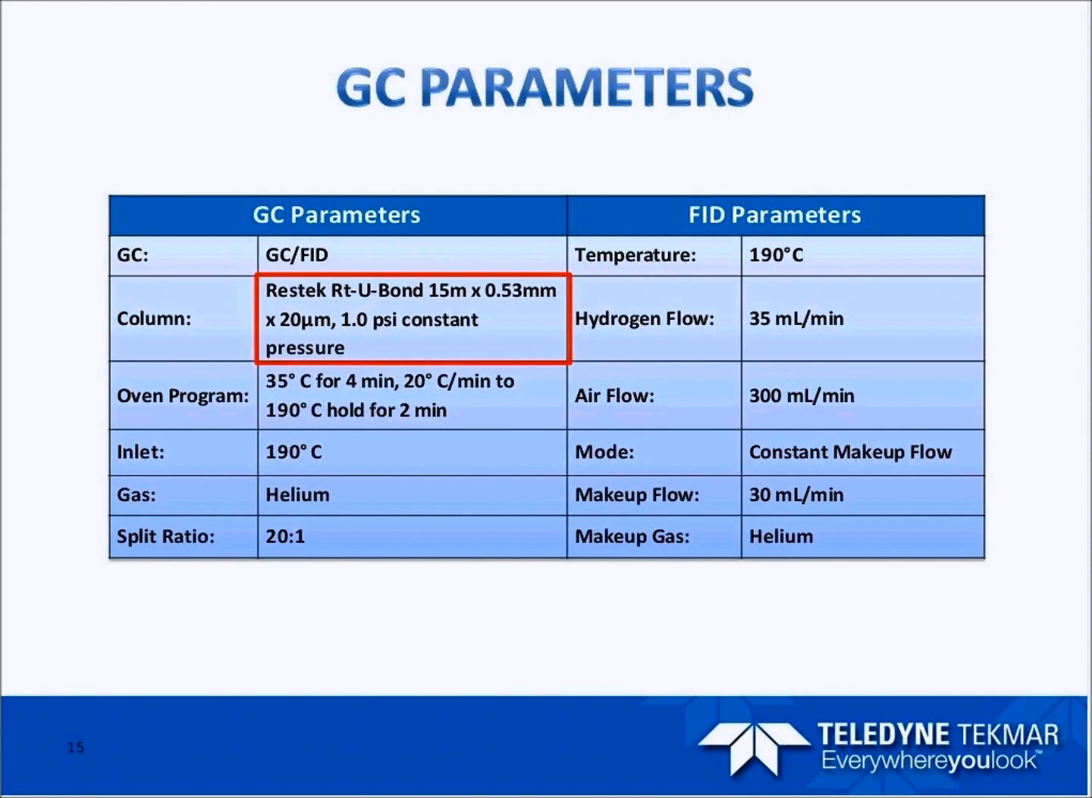But yeah, this is the one we went with here, the U-bond, and then our oven program is another place where we have some flexibility. We run cycle times anywhere from 6-7 minutes up to 15 minutes.